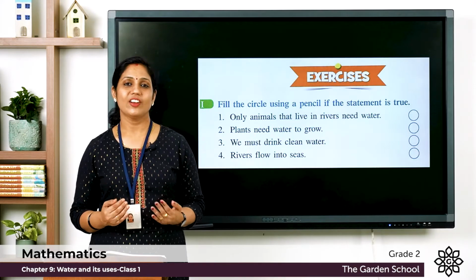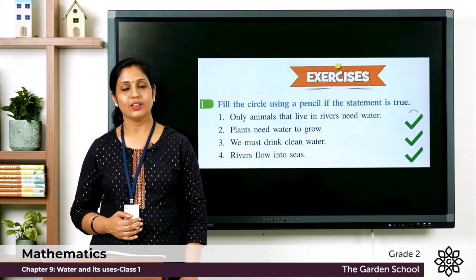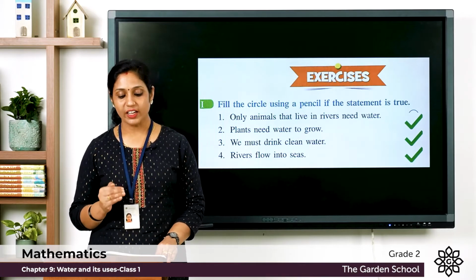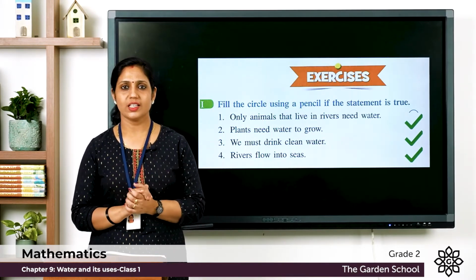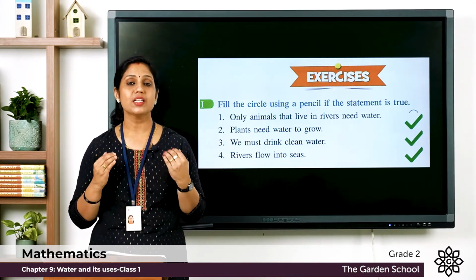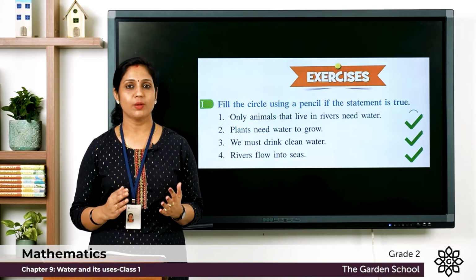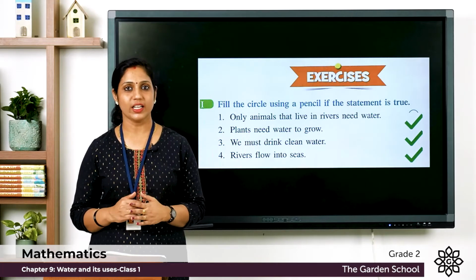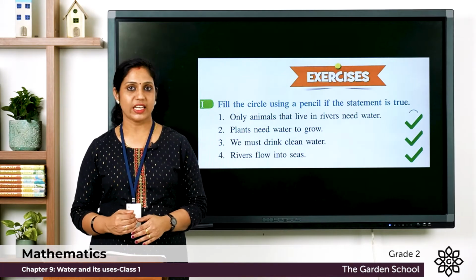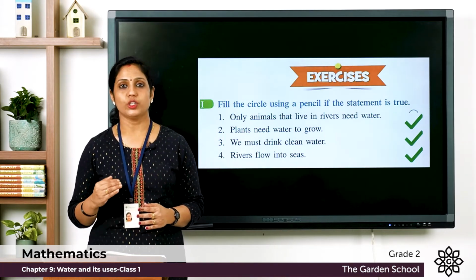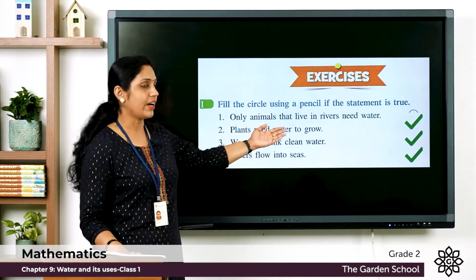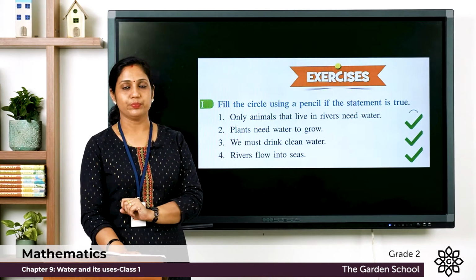Hope you have done it. Now let's check the answers. Look at the first sentence. Only animals that live in rivers need water. So is that sentence correct? No. Not only animals that live in rivers, all animals need water. So that sentence is not correct. Now let's look at the second question. Plants need water to grow. Yes, plants need water to grow. So that statement is correct. So you can fill that circle.